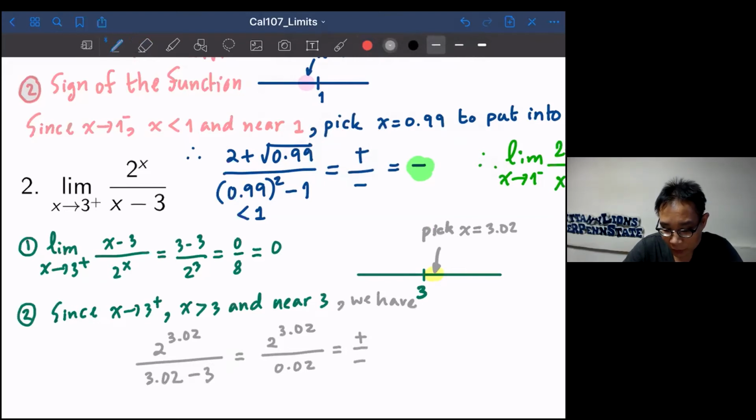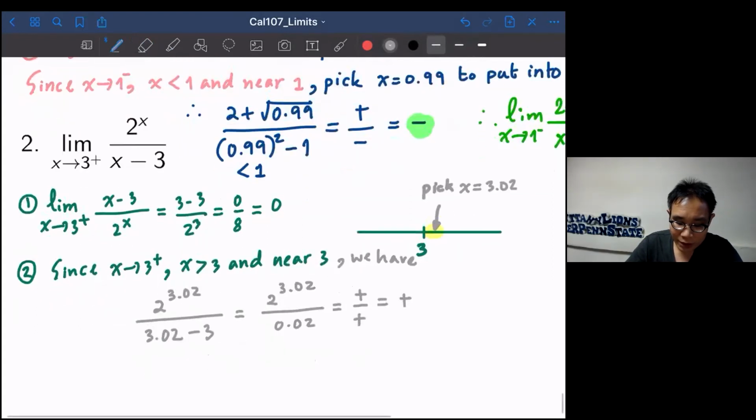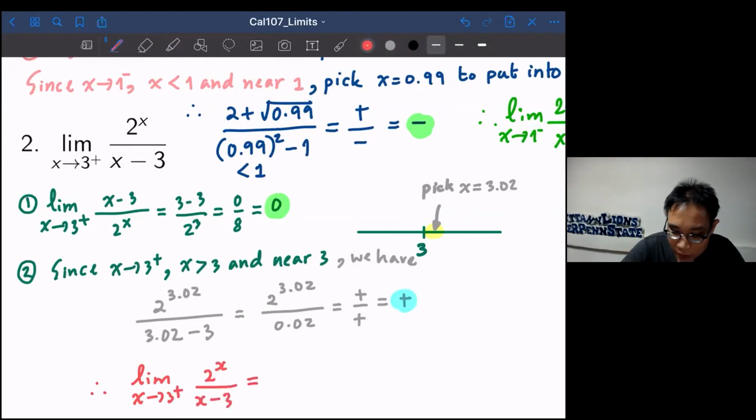So, sorry, positive over positive. So it's going to become positive. Okay, so in this case, you're going to conclude from the calculation in each step that you have this limit equal to 0, and the second case, the second one will be positive. So the conclusion for this limit turns out to be: limit as x goes to 3 from the right of 2 to the x over x minus 3 equals positive infinity.